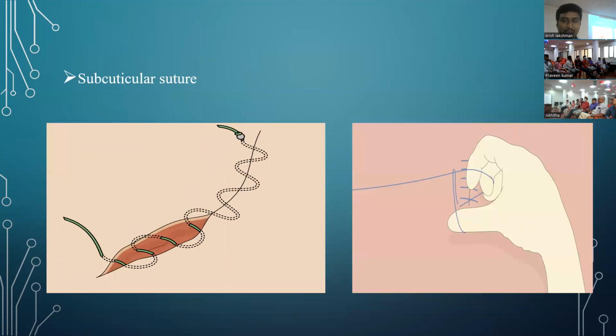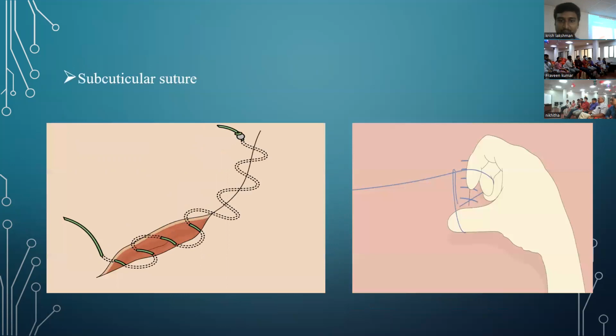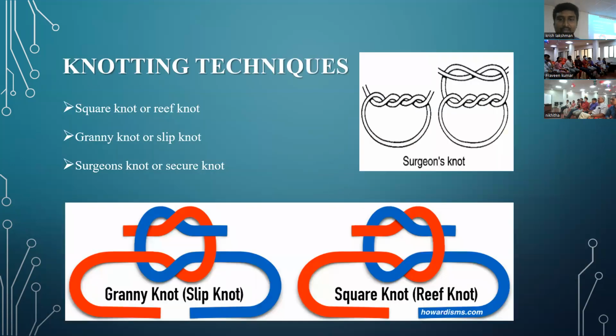And subcuticular stitches. Knotting techniques. It is a square knot or reef knot. It should always be a square knot.